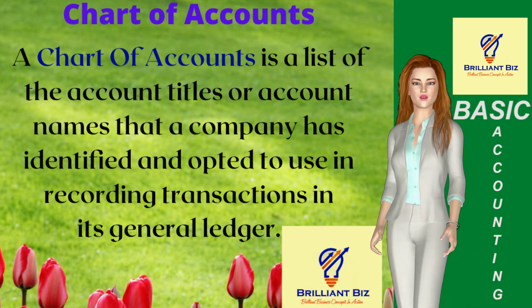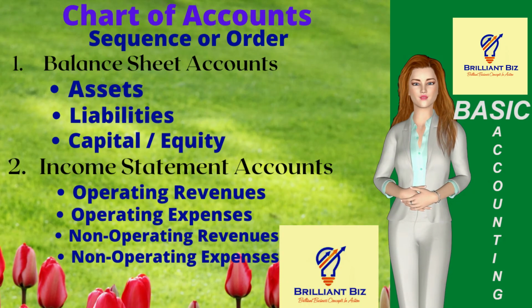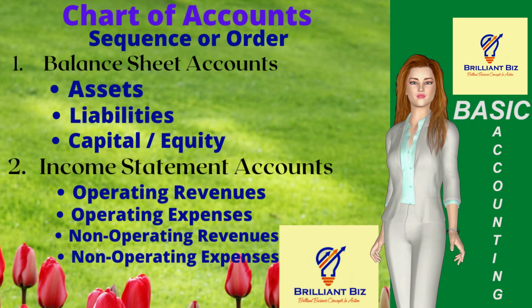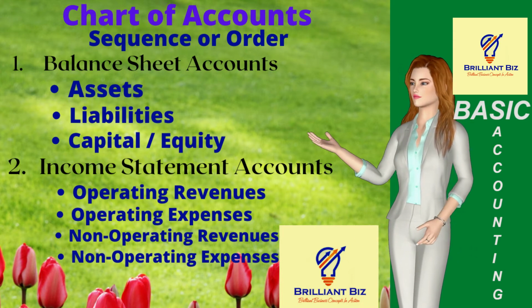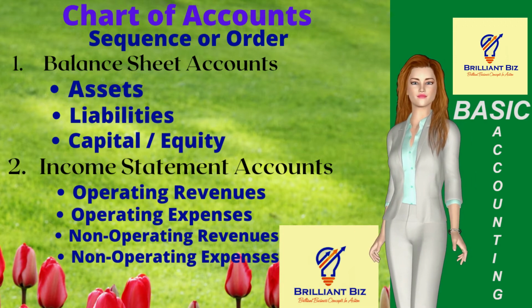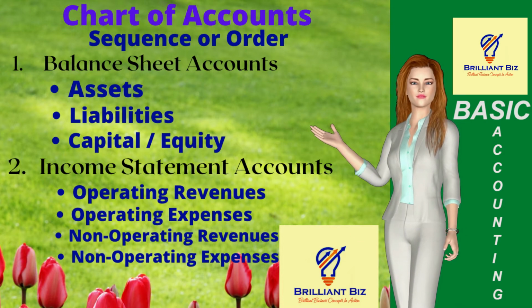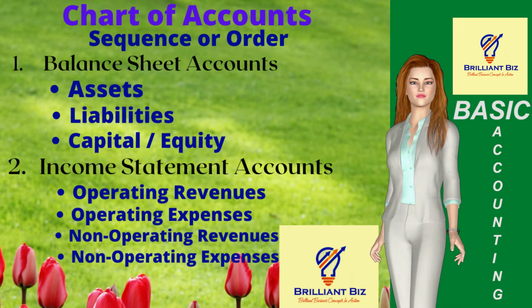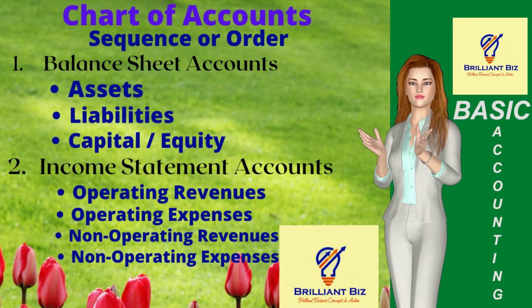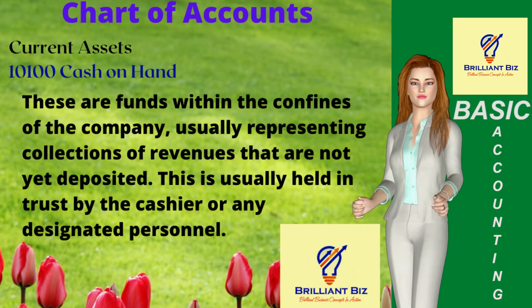The sequence in which the account titles appear in the chart of accounts is as follows. 1. The balance sheet or permanent accounts comes first, with asset accounts on top, followed by liabilities, then capital or owner's equity. Next is the income statement accounts, which are operating revenues followed by operating expenses, then non-operating revenues and gains, and non-operating expenses and losses, if any. The balance sheet accounts in the chart of accounts of a retail business are as follows.